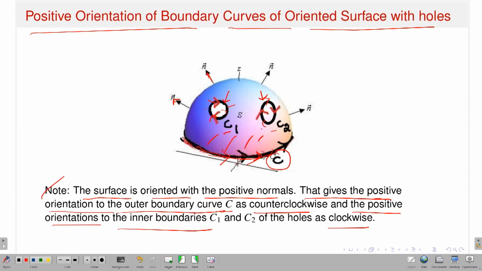Therefore, you start with the surface with holes C1 and C2, and if I start with the surface with positive orientation, that gives the positive orientation to the outer boundary. This is called the outer boundary C. If I move in the counterclockwise or anti-clockwise direction, with the surface on the left-hand side, then it will have the positive orientation. And in the inner boundaries C1 and C2, if I move along the clockwise direction, then my surface will be on the left-hand side, and then it will have a positive orientation. Okay, so that's another kind of example.